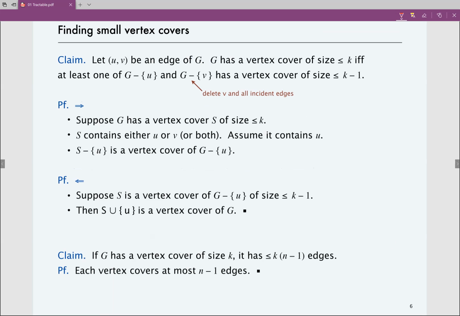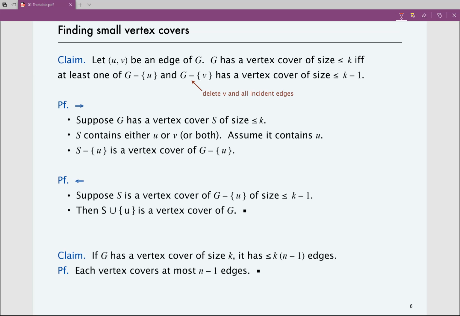Okay, so the way we're going to design this algorithm is based on this key observation here. Okay, so what it's saying is that suppose you have a graph G, and then you take any edge u, v in this graph. Okay, now if this graph actually has a vertex cover of size k, okay, so we can actually find k vertices to cover this entire graph, then either this graph G minus u or G minus v. Okay, so I'm going to define for you what G minus u and G minus v are later. But one of these two graphs, G minus u or G minus v, is going to have a vertex cover of size at most k minus 1.